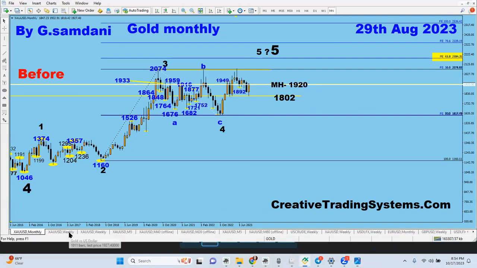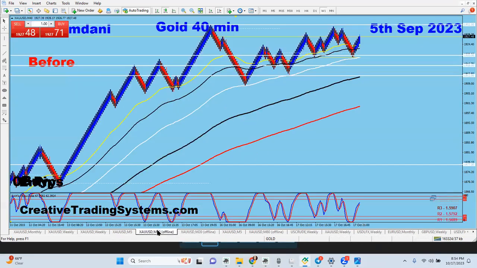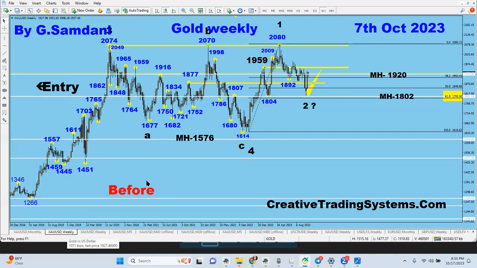Currently, right now, you can see this is what we are doing. We bounced exactly from here after I made that chart on the 7th, and today, the 17th, we are just above 1920. We already broke above 1920, and we are testing and sitting above it, right? My 40-minute chart will show you what's happening right now. See this white line here, 1920, we are bouncing from there and trying to go up again to the upside. So this is where we stand.